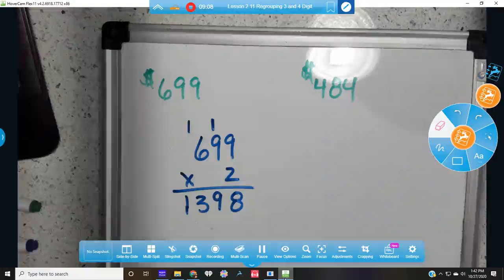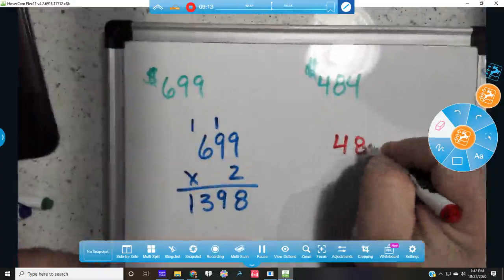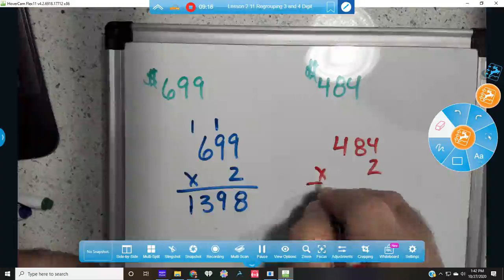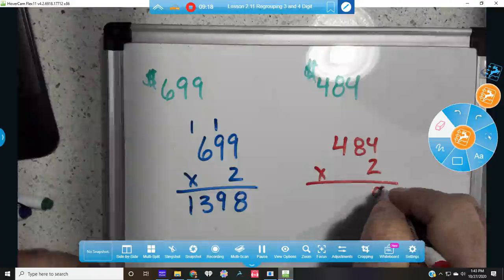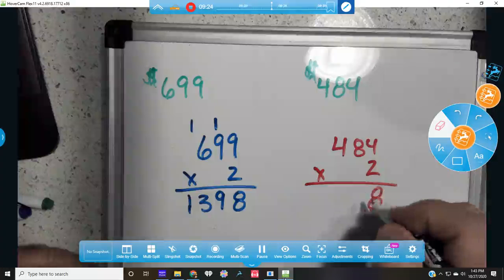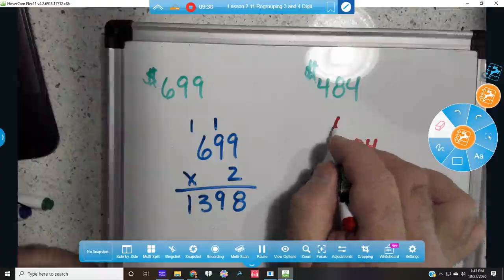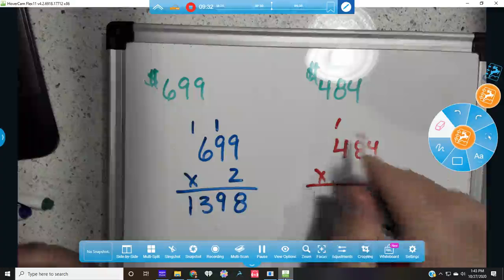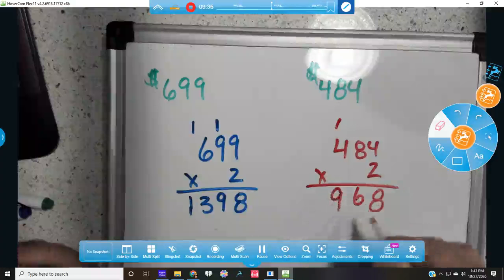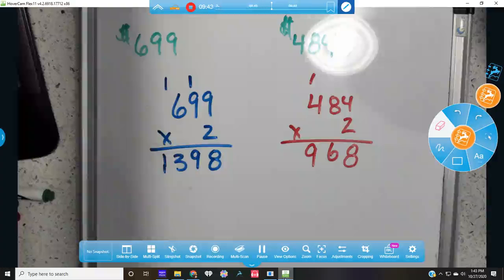Let's try our kiddo tickets. 484, also times 2. 4 times 2 is 8, we don't even have to regroup. 2 times 8, 80 would be 160. I'm going to put my 60 here and carry my 100. So 4 times 2 is 8, plus 1 is 900. So I have $1,398 plus $968.